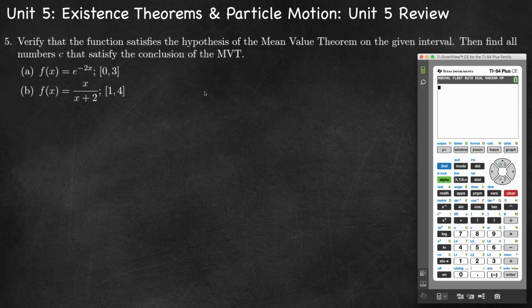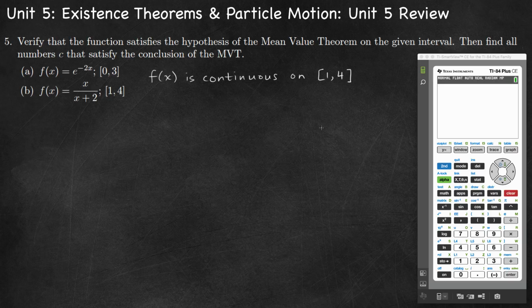Part B, f of x equals x over x plus 2. We're working on the interval from 1 to 4. Well, x over x plus 2 is not continuous everywhere. It has a discontinuity at -2. However, -2 is not in my interval. And since -2 is the only discontinuity, I know this graph is continuous everywhere else. So I would say f of x is continuous on the closed interval from 1 to 4.